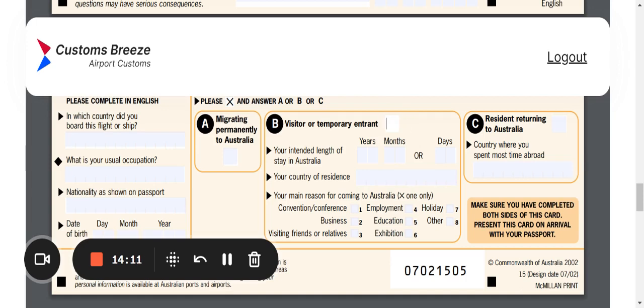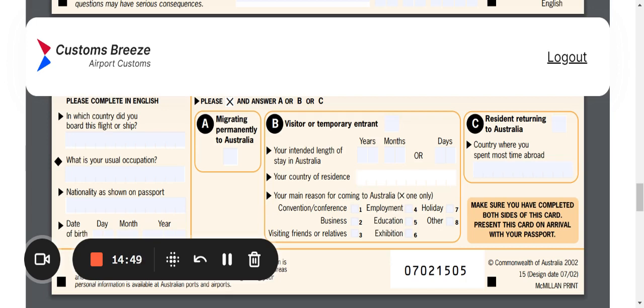And then you scroll down to what they're asking you. The first thing that they're asking you is your intended length of stay in Australia. So they're asking years, months, or days. Fill that out. Next is your country of residence. Where do you originally live? Where is it that you lived before you came to Australia? That's what they're asking you.